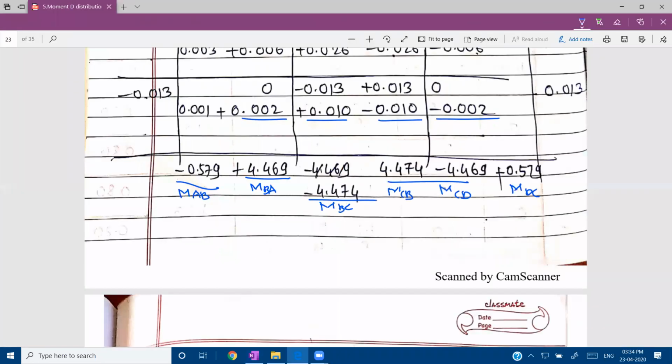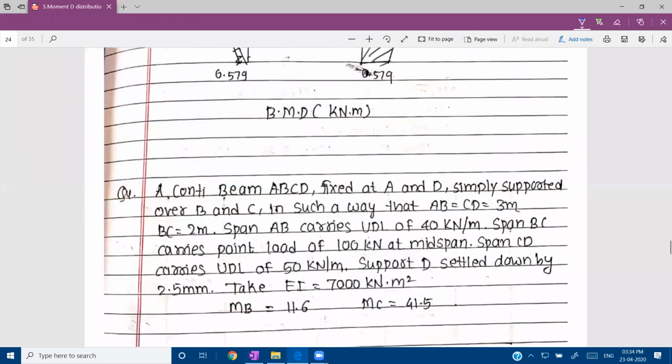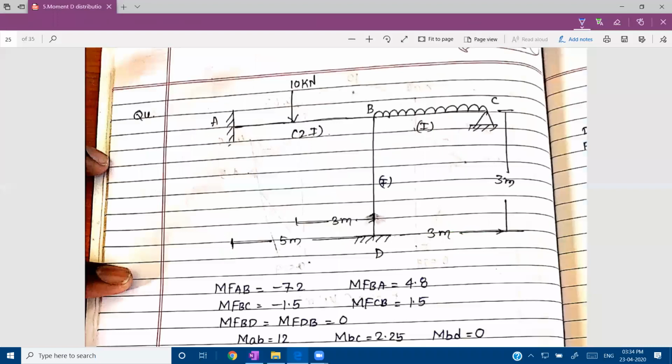In tomorrow's lecture we are going to see problems on portal frames where three members are meeting. If you observe this, at joint B there are three members meeting, that means BA, BC and BD. So these problems we are going to see tomorrow. So this is it for today.